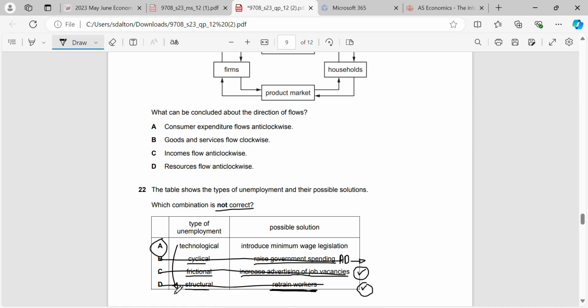It's where technological advances mean that workers' jobs become redundant. Great example is in supermarkets, for example. We now have automatic checkout machines instead of workers working on the tills. Minimum wage legislation is not going to affect technological unemployment. They need to use the same method that they use down here, which is to retrain workers, either to be able to work with the technology or to gain new skills so that they can move into different industries.